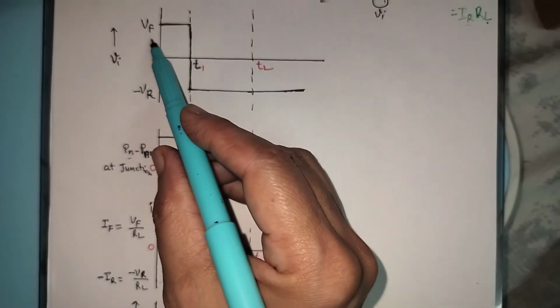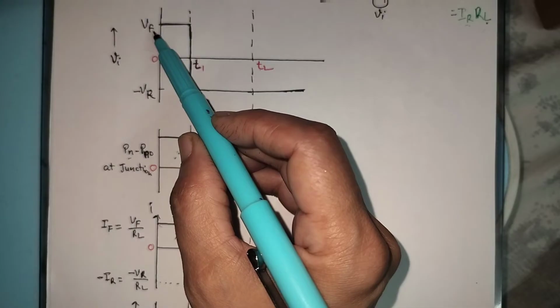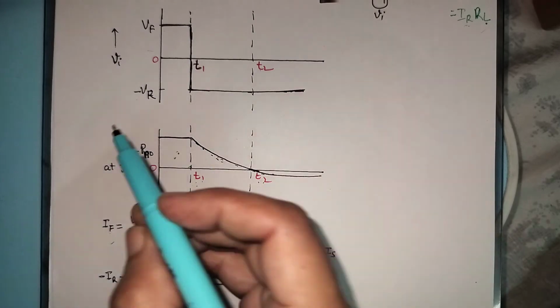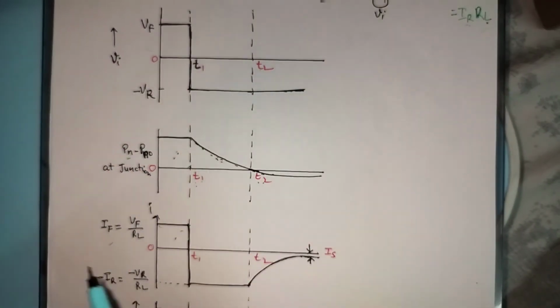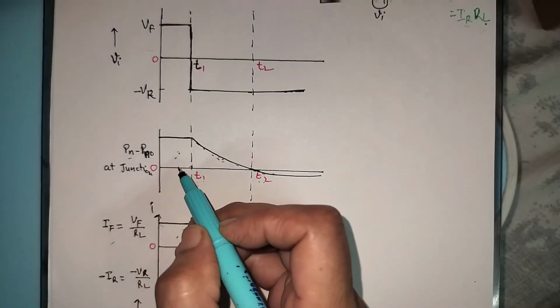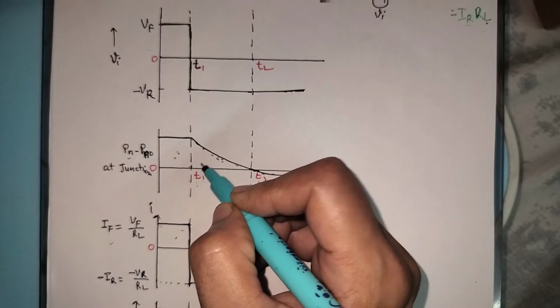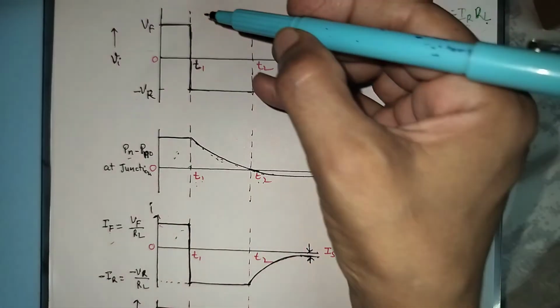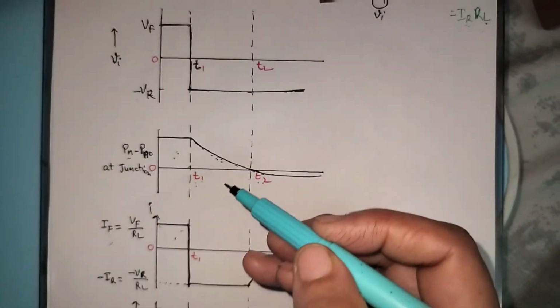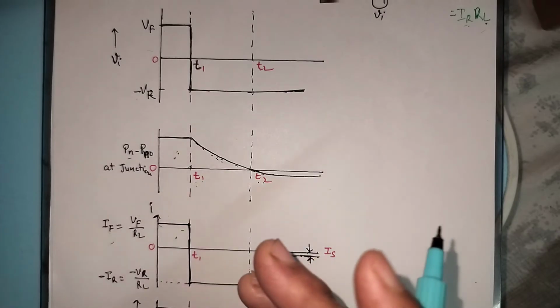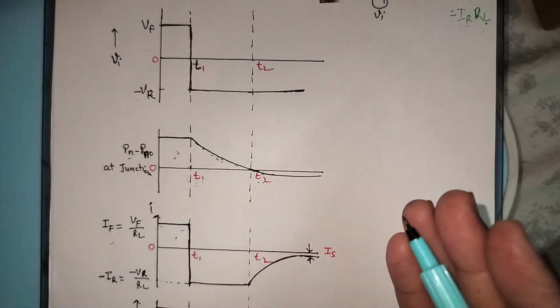So Vf will be the voltage when the diode is in the forward direction, and If will be the current, that is equal to Vf upon RL. Now during the forward condition there will be injection of excess minority charge carriers in the regions of the diode, in the P and N regions, and up to time t1 the current will be equal to If. When we suddenly reverse bias the junction, the current will not fall to 0. It will be equal to minus Vr upon RL. Meaning only the charge carriers will change their direction.